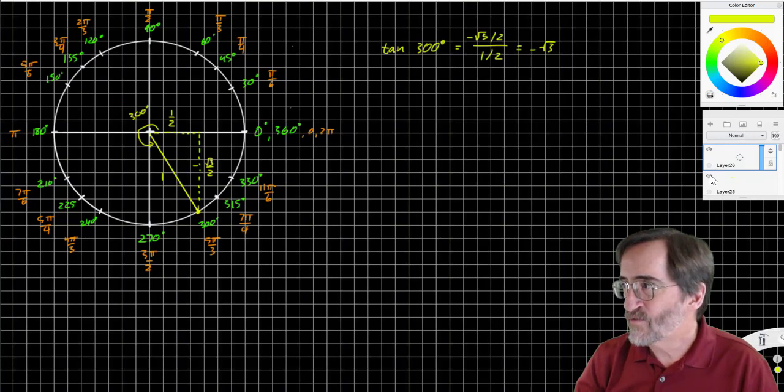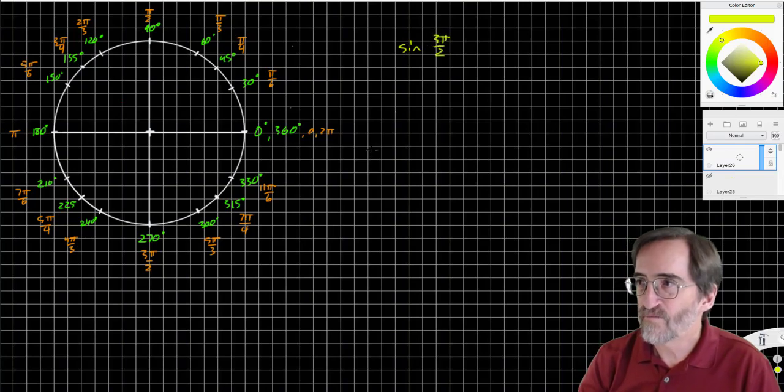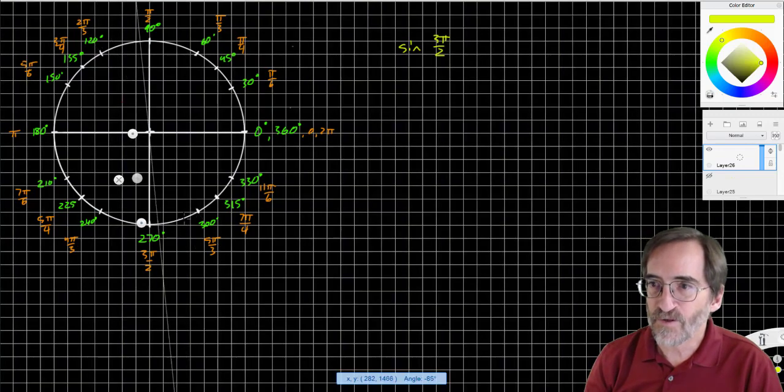What about the sine of 3 pi over 2? Sine of 3 pi over 2. So 3 pi over 2, the terminal ray is right here.